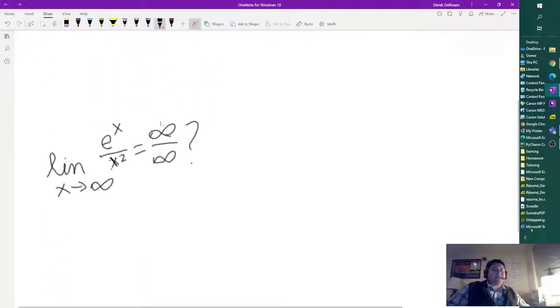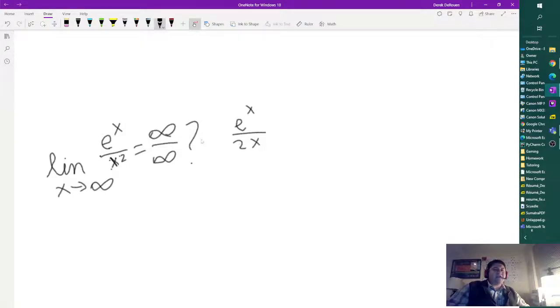Now, for the second one down below, we know that we cannot have infinity over infinity either. So let's do L'Hopital's rule. Well, what's the derivative of e to the x? Well, it is its own derivative. E to the x is pretty cool. I would go check that out if you can. And then divided by 2x, because that's the derivative of x squared.